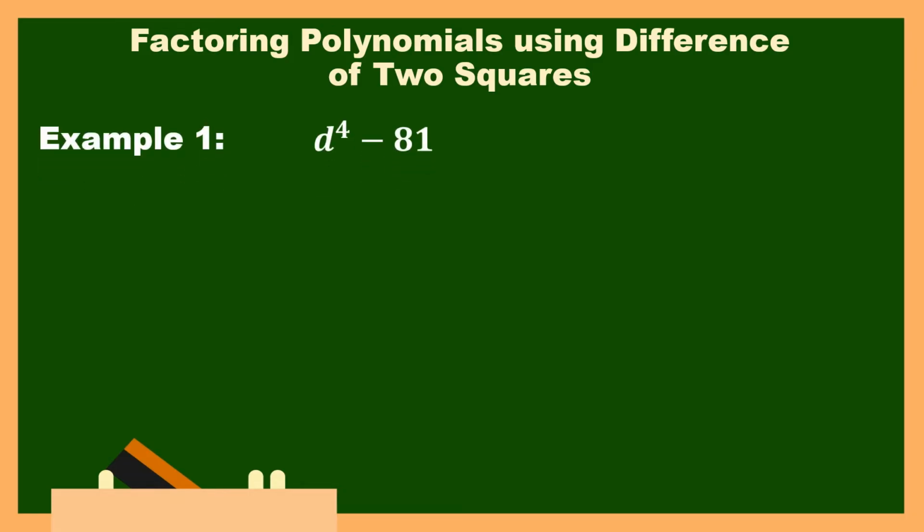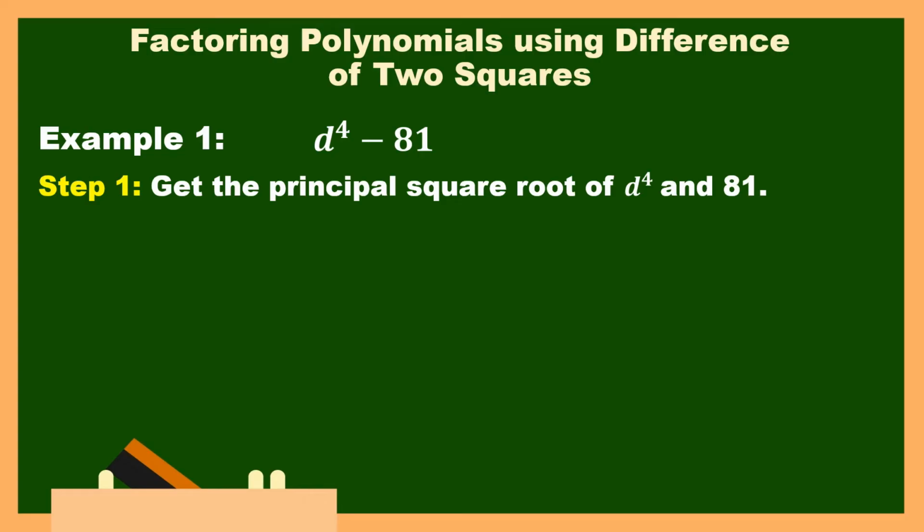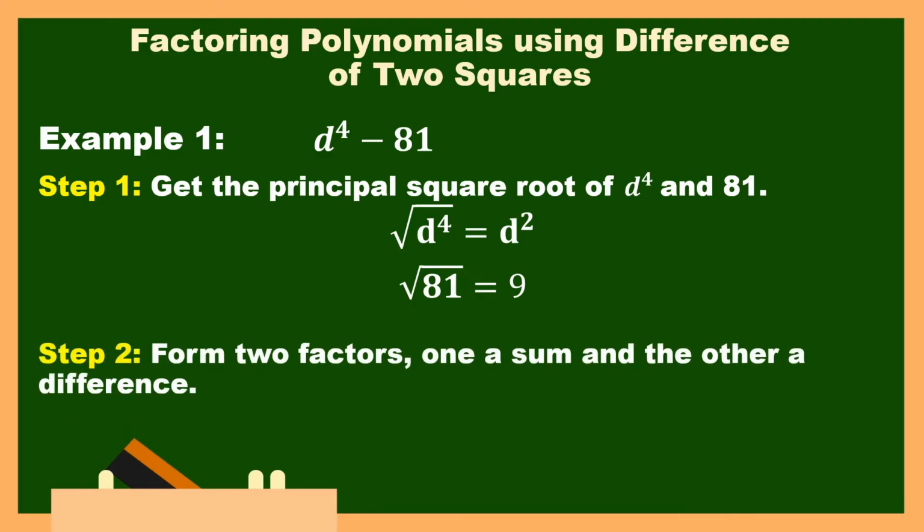D raised to 4 minus 81. So, in order to factor the polynomial using the difference of two squares, first, we need to get the principal square root of D raised to 4 and 81. So, the square root of D raised to 4 is equal to D squared, and the square root of 81 is equal to 9. Next step is, we need to form two factors, one a sum and the other a difference. So, the quantity of D squared plus 9 times the quantity of D squared minus 9.